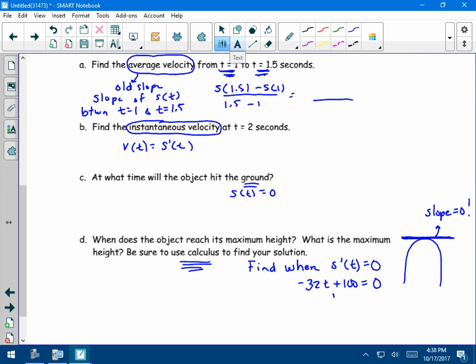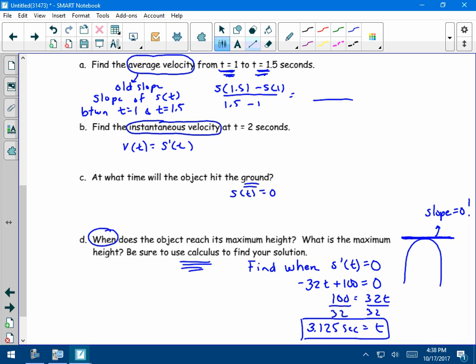I can solve that, add the 32 over, divide by 32, and you're going to end up with 3.125 seconds equals t. So that's when it reaches its maximum height.